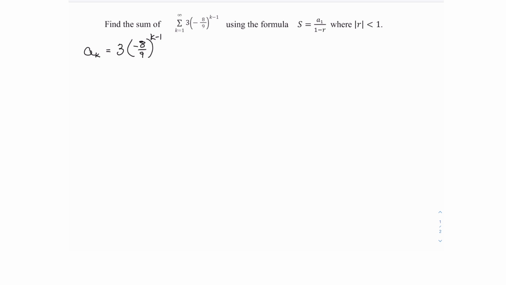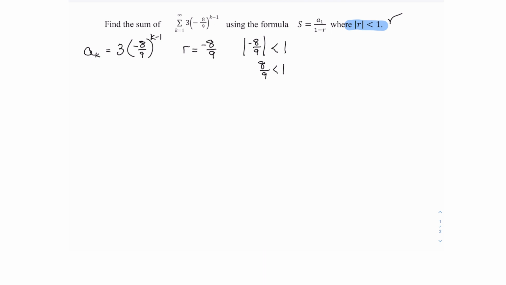So notice it has very familiar characteristics of a geometric sequence, and so that part is met. The other part that we have to have met is that the absolute value of our common ratio has got to be less than 1. Here our common ratio is -8/9, and the absolute value of -8/9 is 8/9, which is less than 1. So we have met that part of it as well.